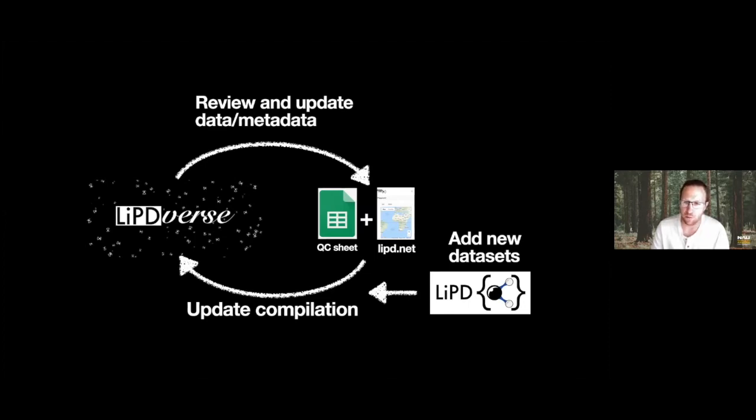You can imagine starting over here on the bottom right, you're adding new datasets that come in, you update the compilation, you push that compilation up to Lipidverse, and then it gets reviewed and edited, and more data and metadata come in either directly through the files, if you're editing the data themselves, or through the QC sheet for the metadata, and then we run another update. It's typical in the large compilation projects for there to be dozens, if not hundreds, of iterations of these cycles. Sometimes they're really small, just a few changes updating a few files.